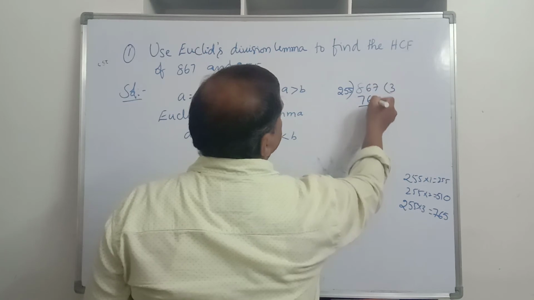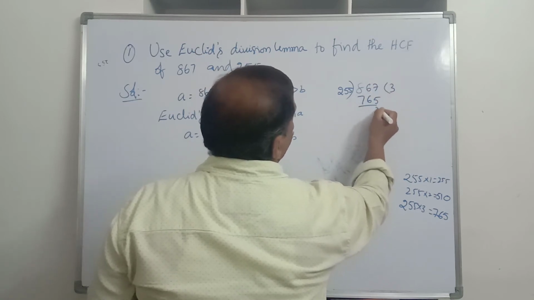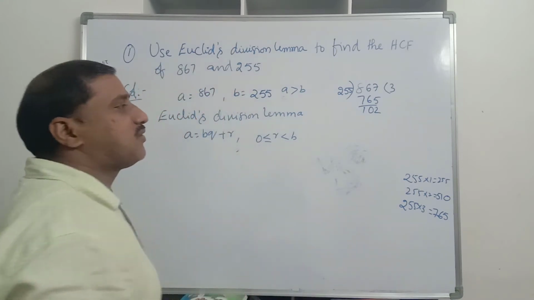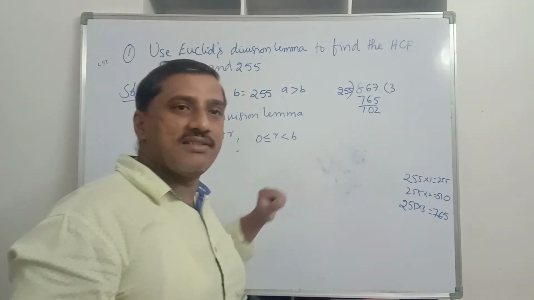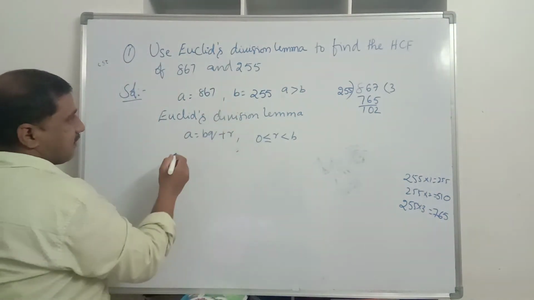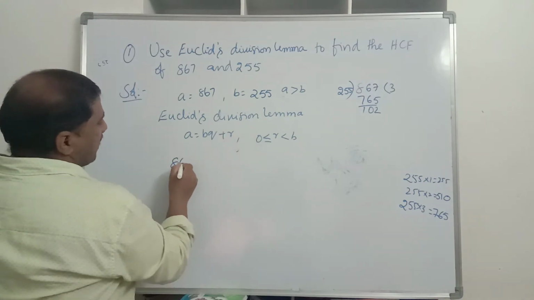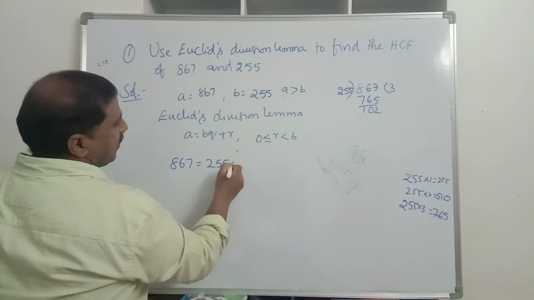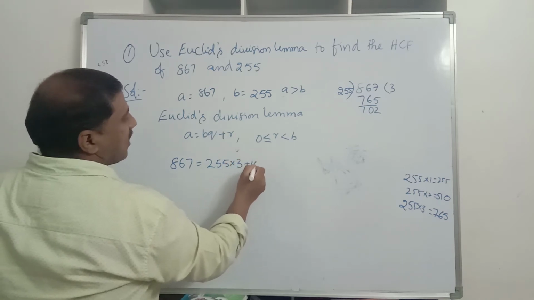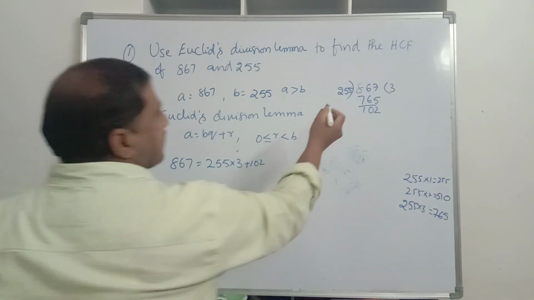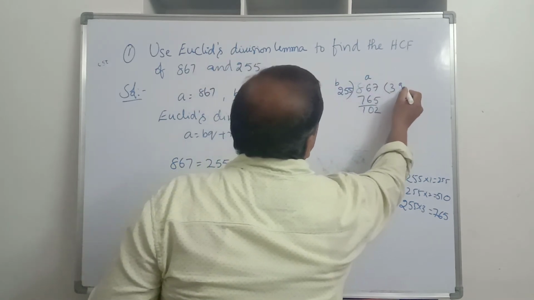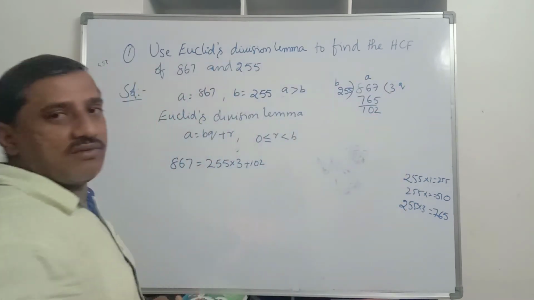Now subtract: 7 minus 5 is 2. 6 minus 6 is 0. 8 minus 7 is 1. So we did not get the remainder as 0. Therefore, the first step is a equal to 867, that is equal to 255 into 3 plus 102. Here this 255 is b and this is a, this is q, and here 102 is the remainder.